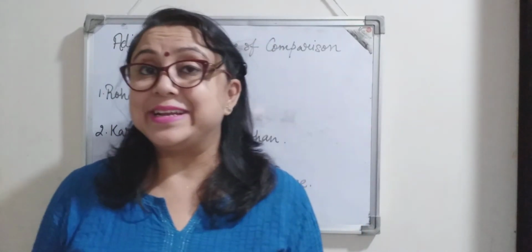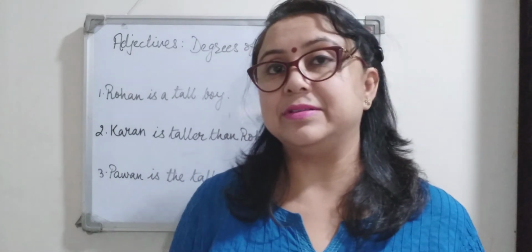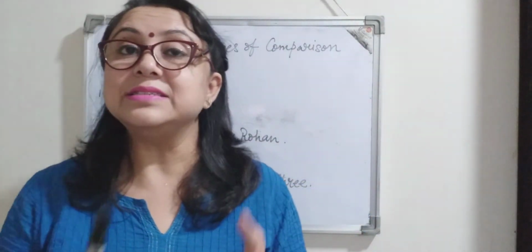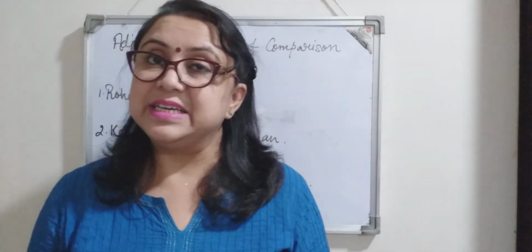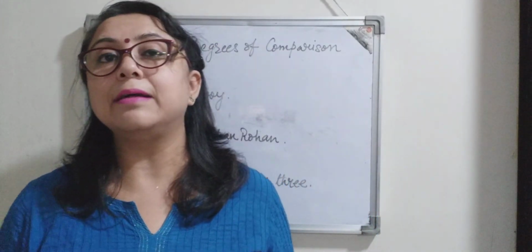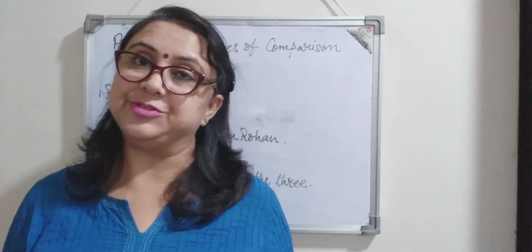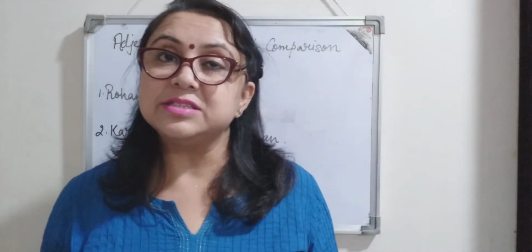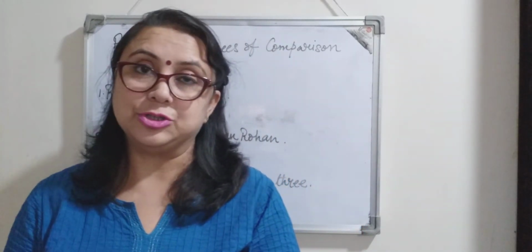So adjective of quality has three levels. I repeat, adjective of quality has three levels which we call degrees of adjective. Those three levels are positive degree, comparative degree and superlative degree. In positive degree, no comparison is drawn, only the quality is mentioned.